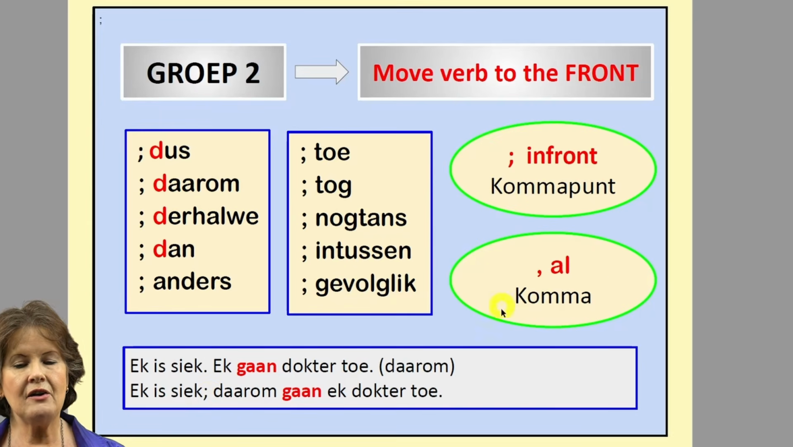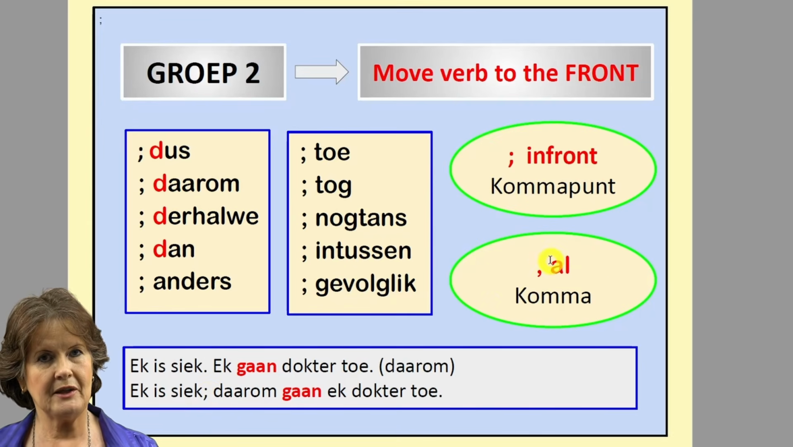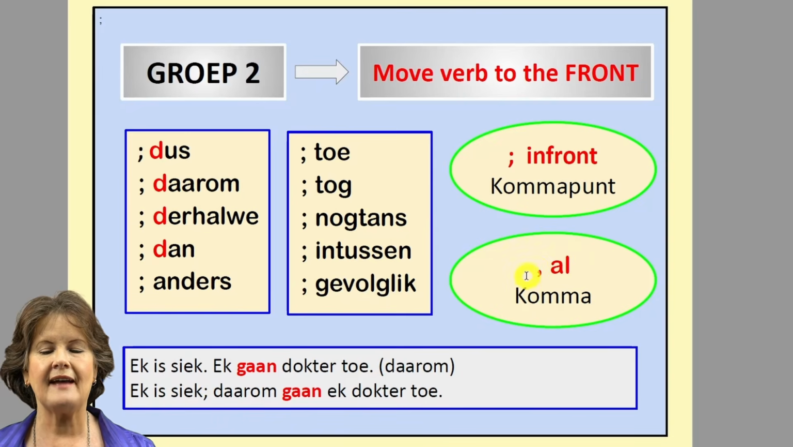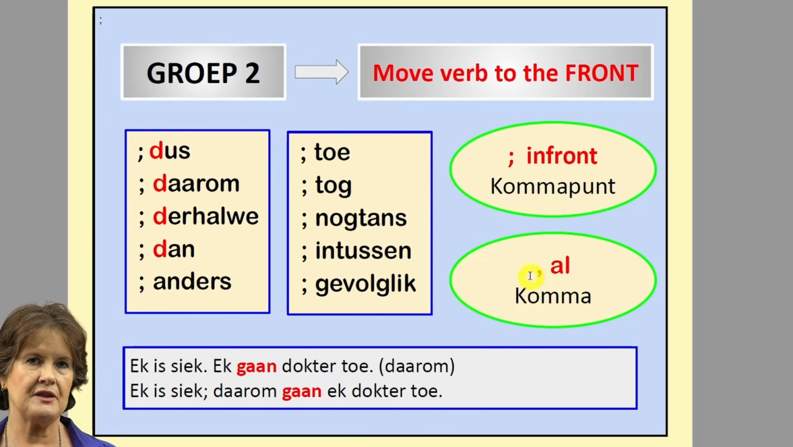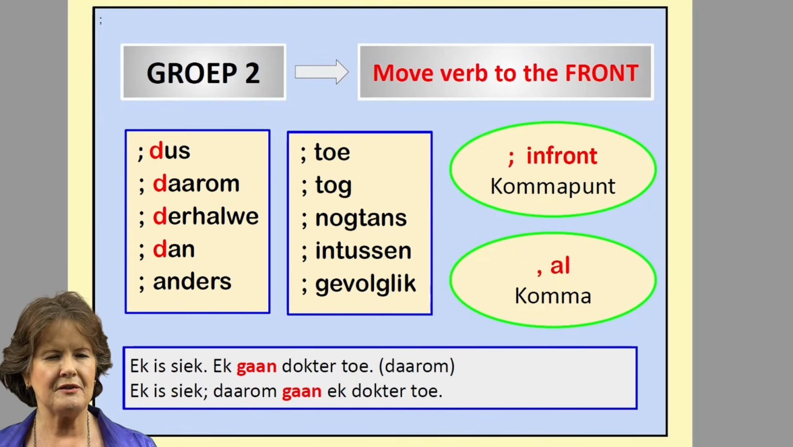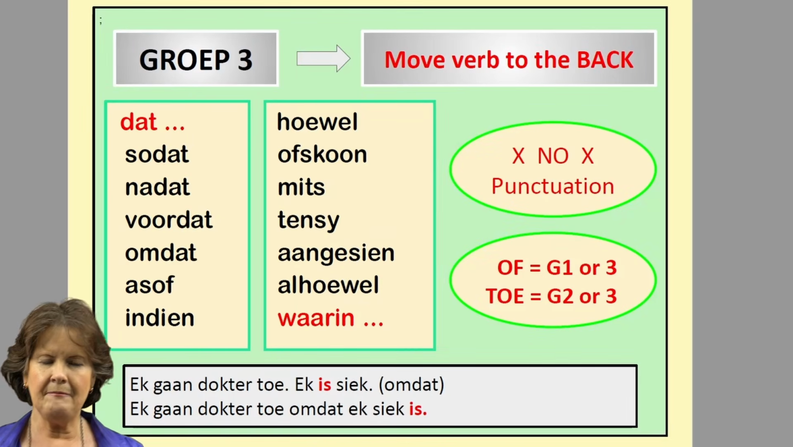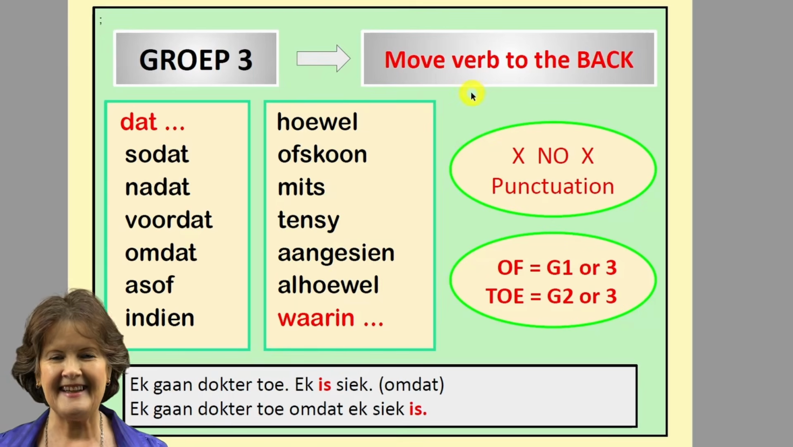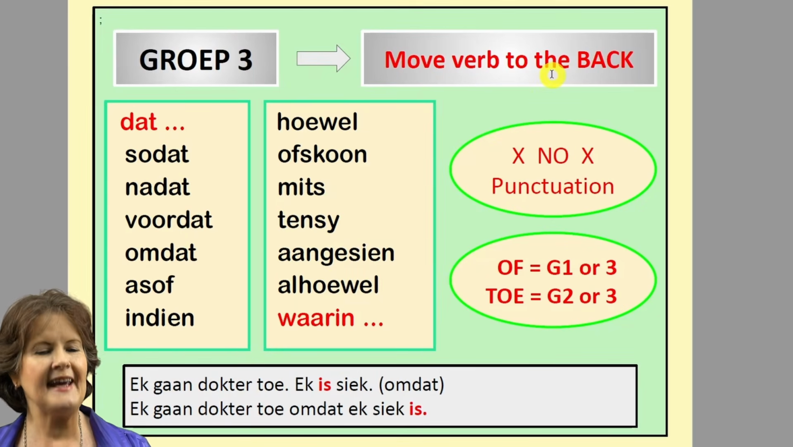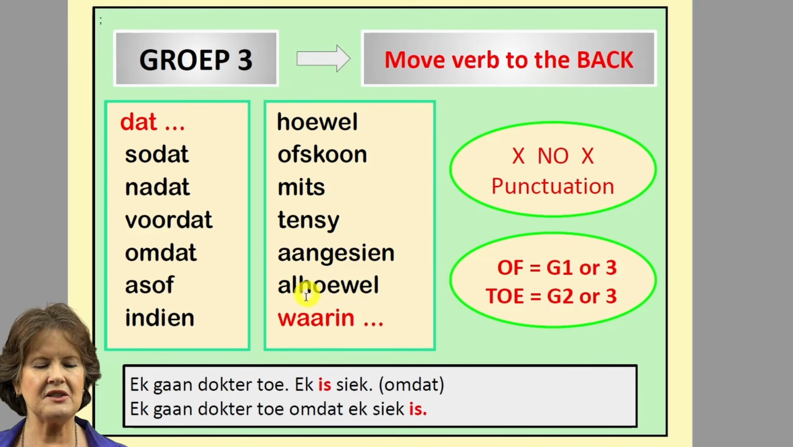Then the only one that cannot get a semicolon is al. I call that the baby in group 2. It's too small for a heavy semicolon. So there you just use a comma. And that is group 2, where the verb goes to the front of the second sentence. Then in group 3, you've guessed, yes, you've guessed correctly, the verb goes to the end of the second sentence, to the back. Look at the example at the bottom.